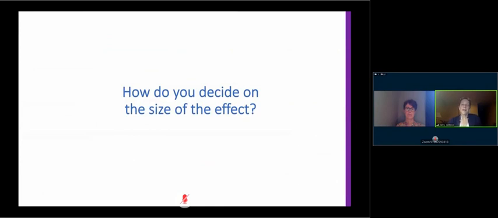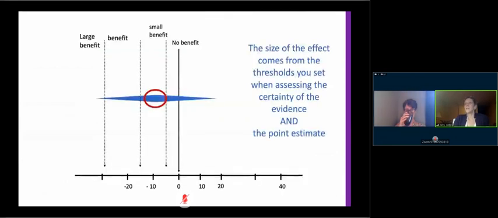We always are asked then, how do you decide on the size of the effect? And it is a judgment. And we know that authors were doing this before when they were communicating their results. They just weren't being clear or consistent or transparent to readers about that judgment. And I would just say that when you are assessing the certainty of the evidence when you do GRADE, you do have to come up with these thresholds, as I said before, to even judge imprecision.